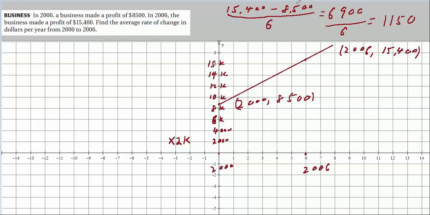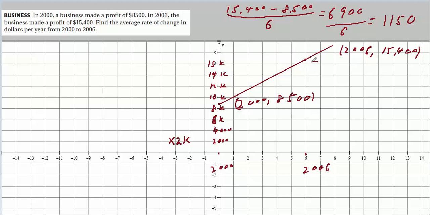So when we work this out, we get 6,900 over 6, or $1,150 per year. And if you check this out, that makes sense. But remember, that's the average. This straight line here is not intended to be any kind of representation of reality. This point right here, this is real. This really happened.